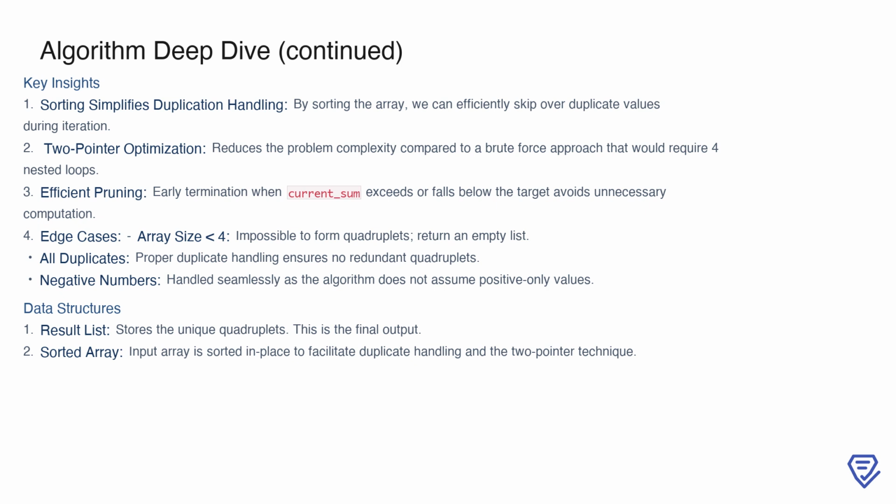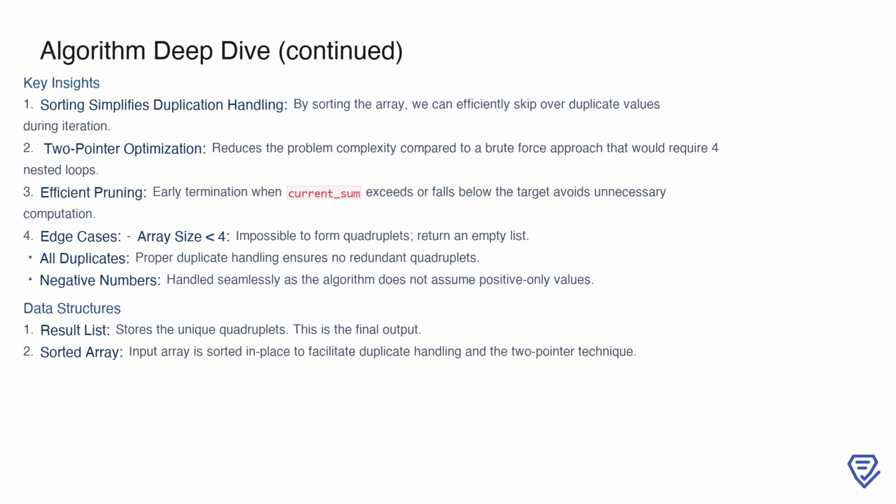For example, if the current sum exceeds the target, we terminate the loop early, knowing further iterations will only increase the sum. This avoids redundant calculations. Additionally, edge cases like arrays with fewer than 4 elements are handled gracefully by immediately returning an empty list.